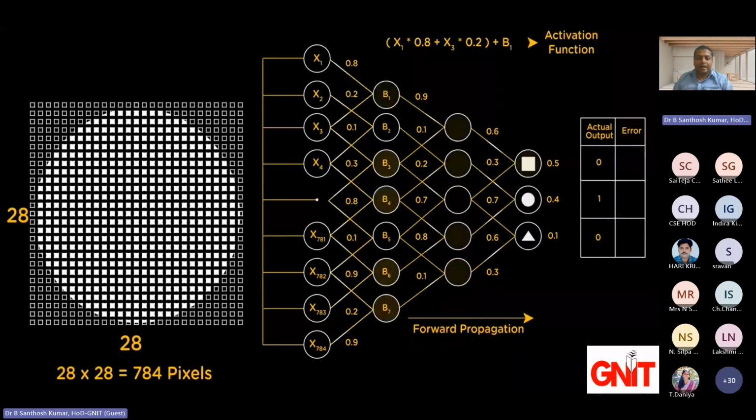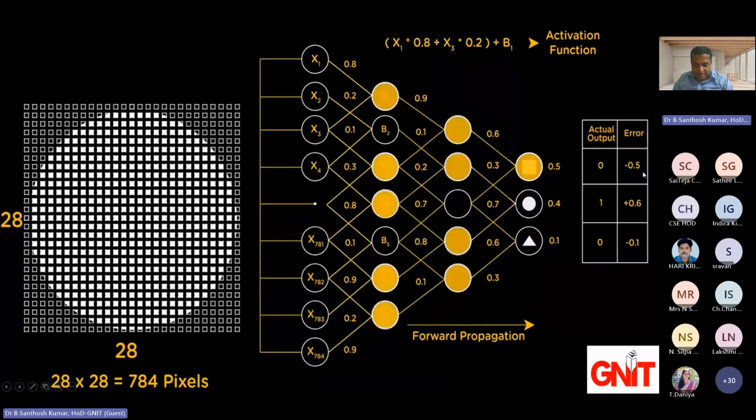So I have to calculate the error value. The expected output is 0 for class A, 1 for class B, and 0 for class C. Calculating, the error here is minus 0.5, here the error is plus 0.6, and for the third class the error is minus 0.1.